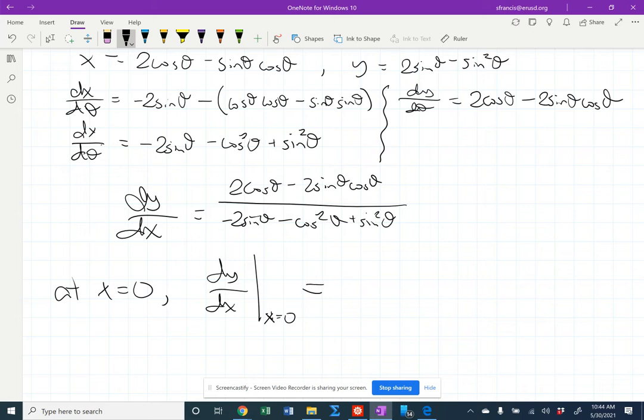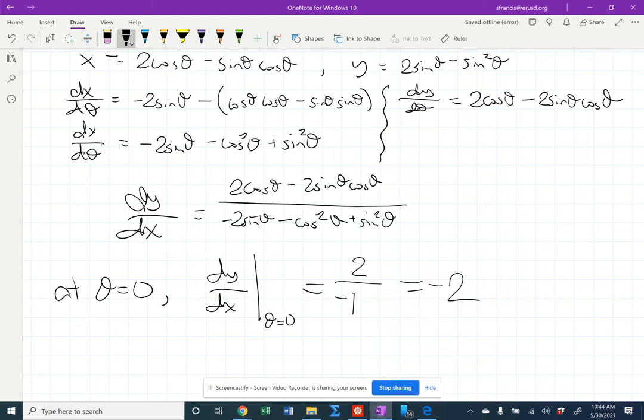But the slope of the tangent line here, dy over dx at x equals 0. Now we're just going to plug in. I'm sorry, this is at theta equals 0. Going too fast, writing and not thinking. Now we're going to plug in 0 for theta, and so cosine of 0 is 1, so we get 2. Sine of theta is 0, so in the numerator we just get 2. In the denominator, the two sine terms go to 0, the cosine term goes to 1, but I got a negative in front of it, so the slope here is going to be negative 2.